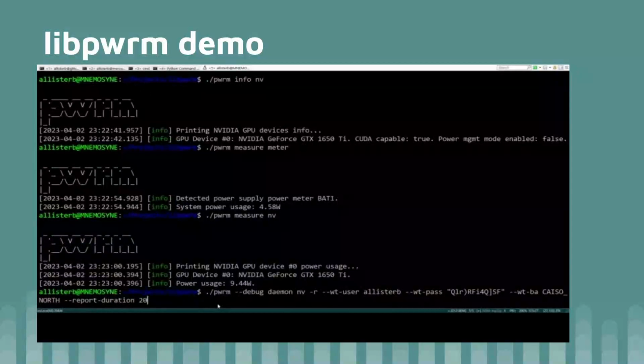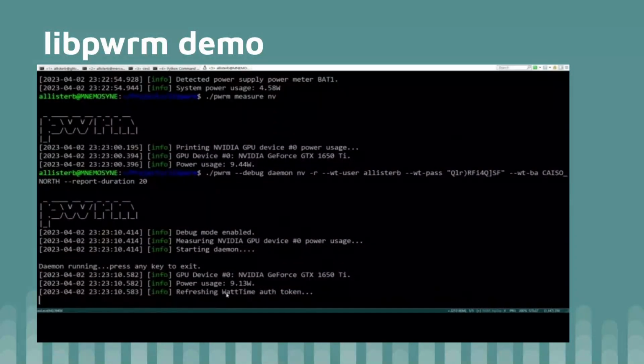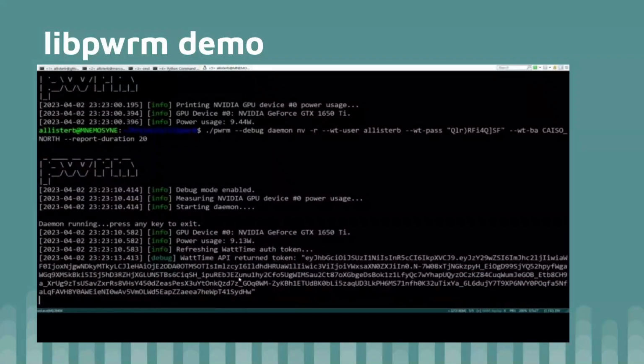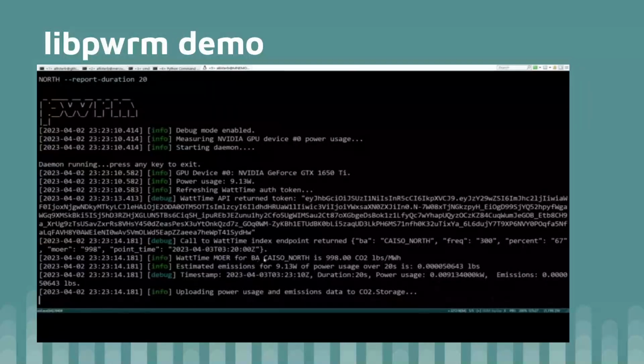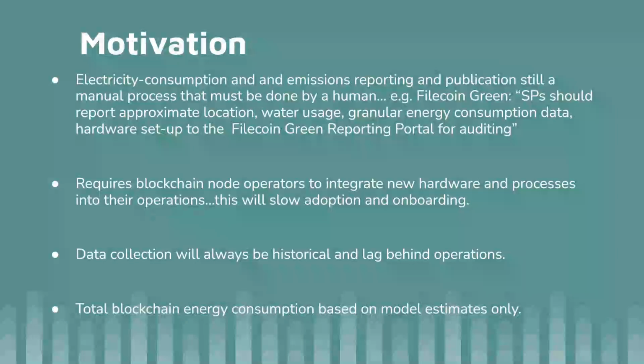This is just a brief demo of libpwrm showing the CLI daemon running and reporting emissions data and power consumption to CO2 storage. So the motivation for developing this was that currently energy consumption and emissions reporting that's collected by Filecoin Green has to be done by a human. A human has to log into the Filecoin Green portal and upload the relevant data.